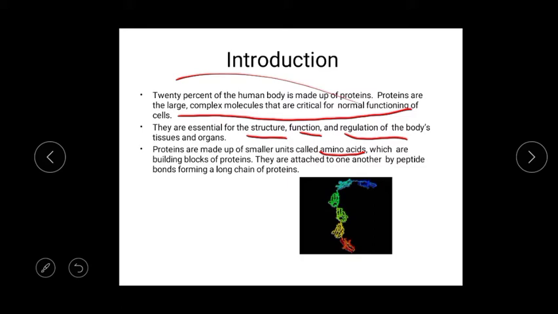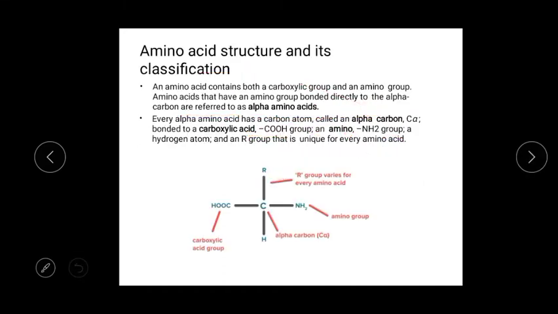They are attached to one another by peptide bonds. Using this peptide bond of amino acids, it forms long chains of proteins. And we'll see what amino acids are and how they are classified.